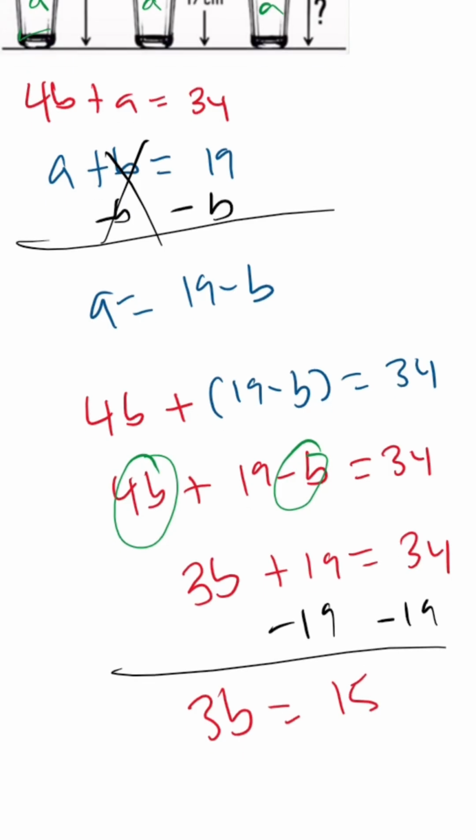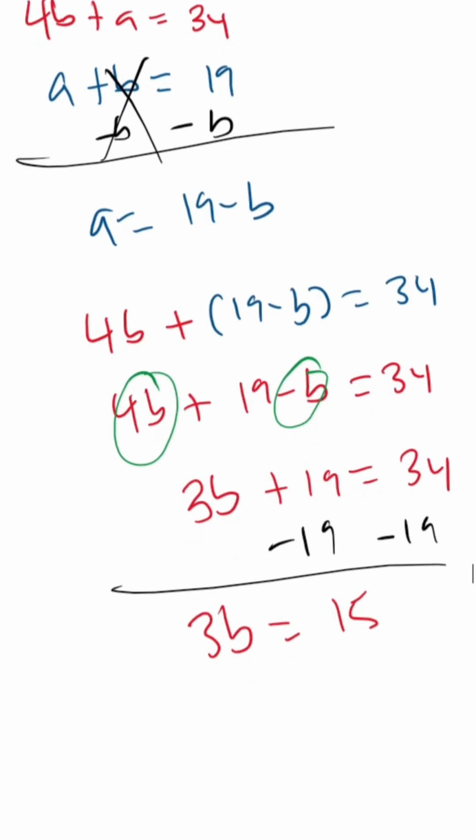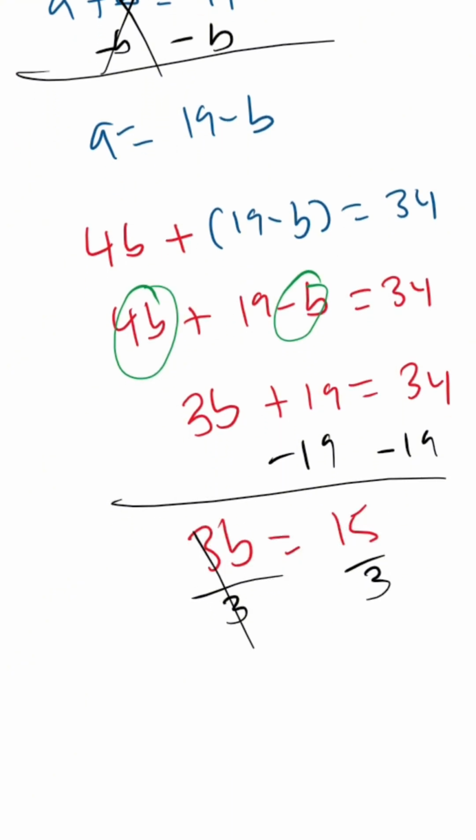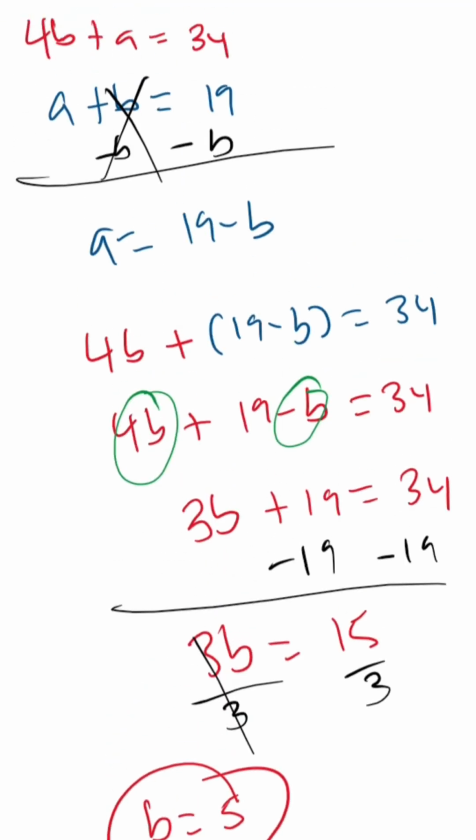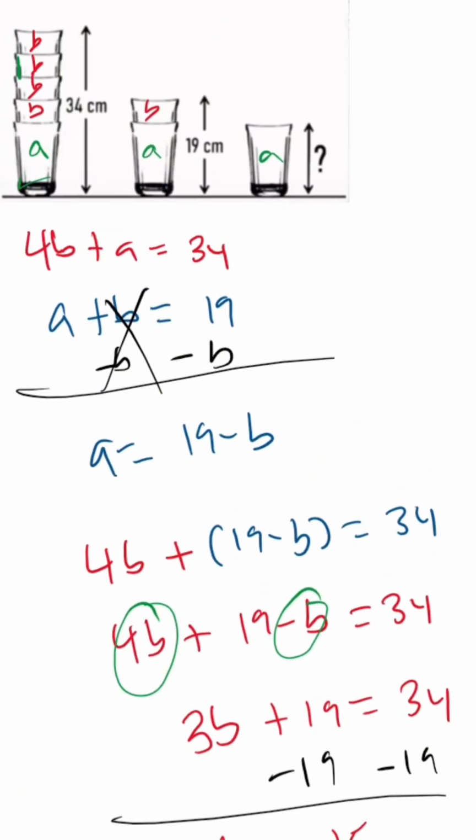Cool. Last thing: 3 is multiplying to B, and I have to get B by itself. To do that, I'm going to do the opposite of multiply, which is divide. So I'm going to divide both sides by 3. The 3's here are going to cancel, and I'm left with B is equal to 15 divided by 3, which is 5. So we just found out that B is equal to 5. We know that B, which was the small part of the cup, is 5.